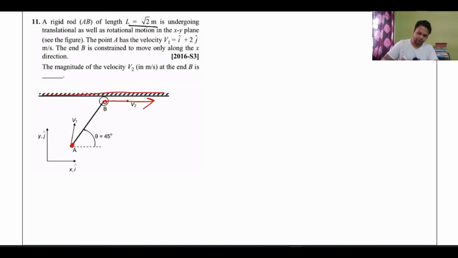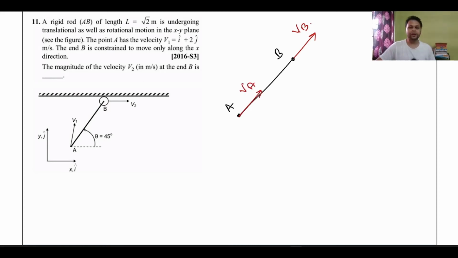Okay. So this is a very fantastic question. Let us see the concept that is required first. First, you have to understand what concept this question wants to test. So if there is a rigid rod AB, please mark my words, rigid rod AB, the velocity of the points A and B along the rod has to be equal. VA should be equal to VB.